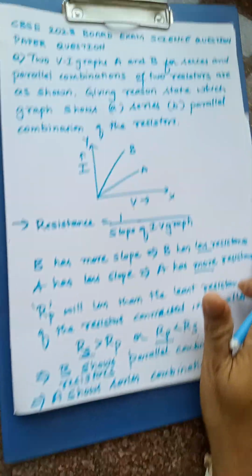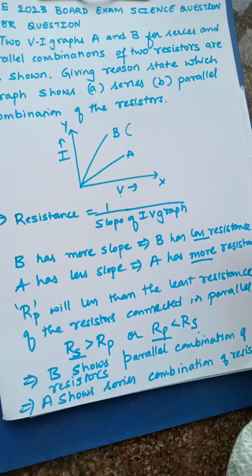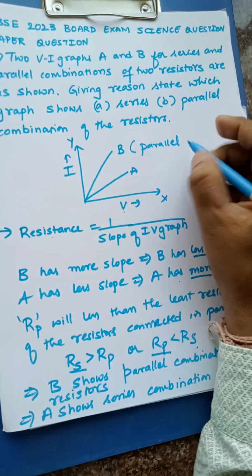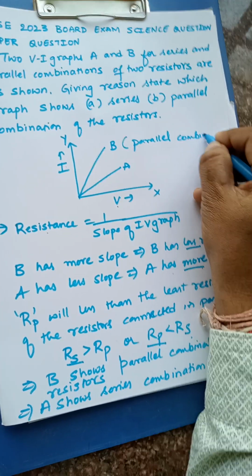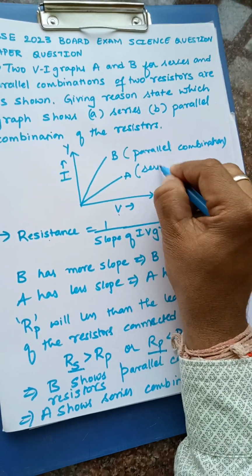So in this way, giving these reasons, we can say that B corresponds to parallel combination while A corresponds to series combination.